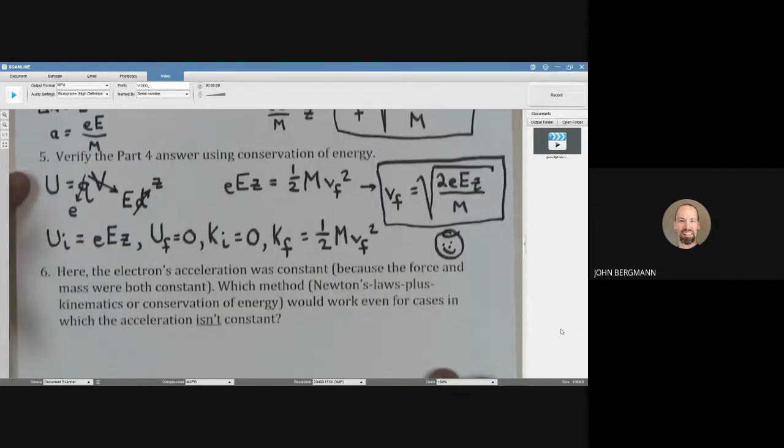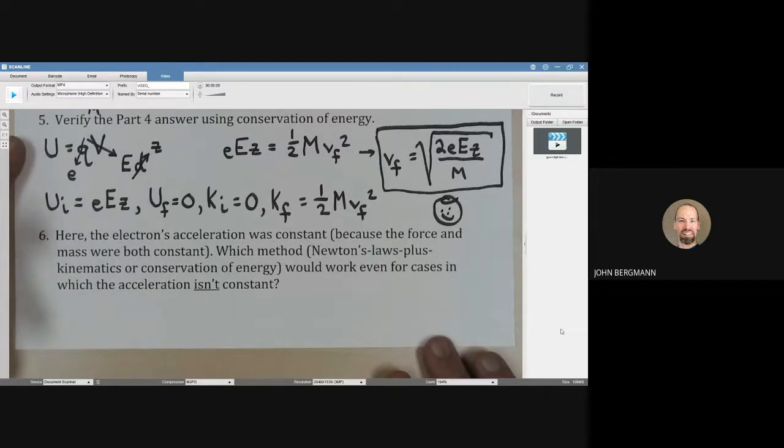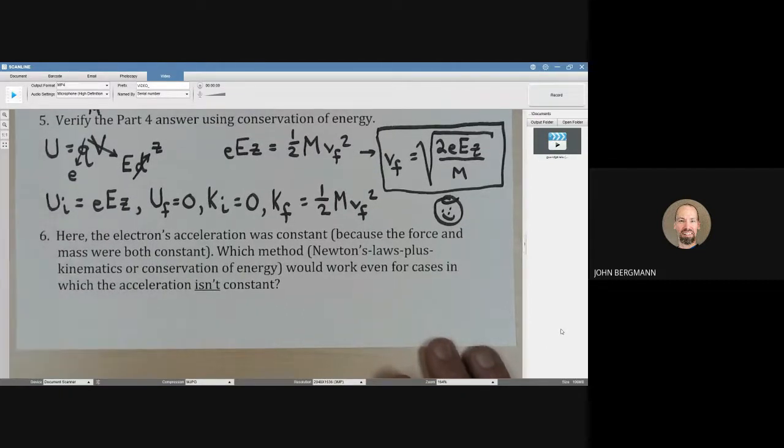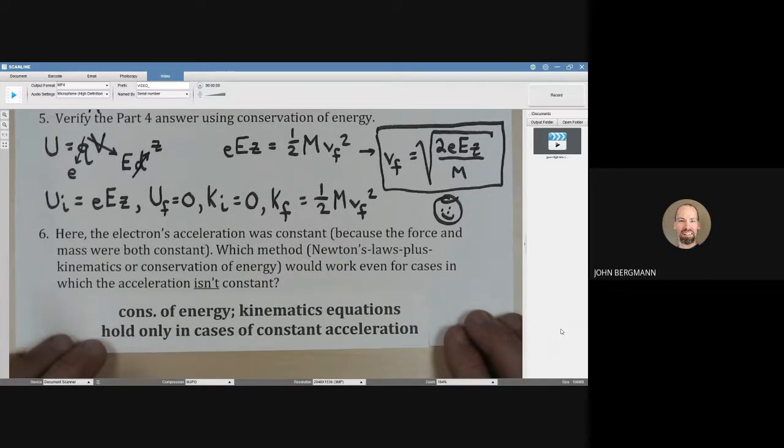Let's finish up here with number 6. The electron's acceleration was constant because the force and mass were both constant. Which method that we used above, Newton's laws plus kinematics or conservation of energy, would work even for cases in which acceleration isn't constant? And the answer to that would be conservation of energy.